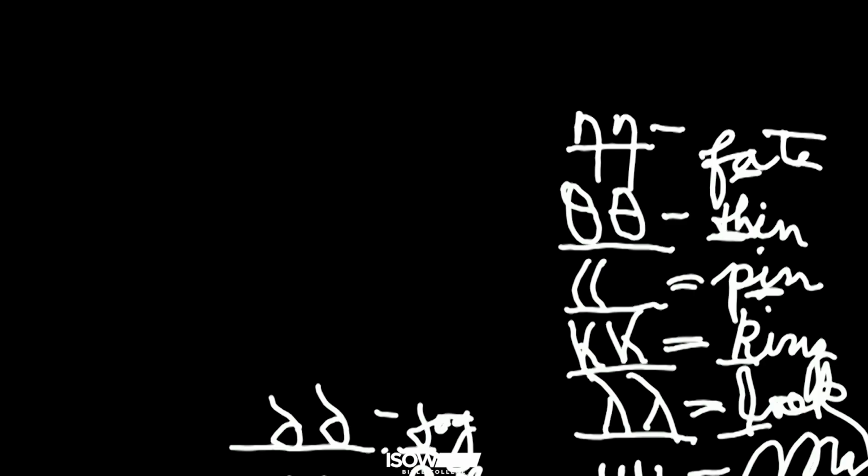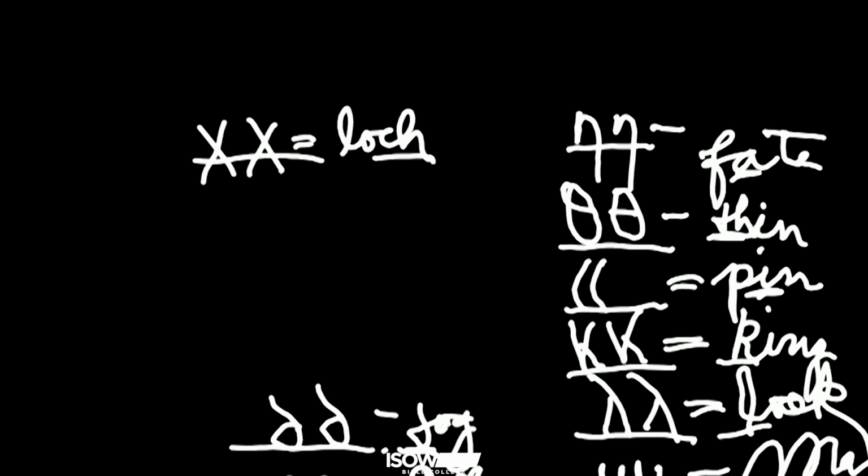The next letter is the chi, formed exactly like the English X, but the legs do hang a little below the line. And it is pronounced like the CH in lock.